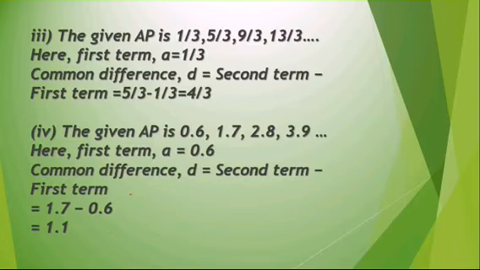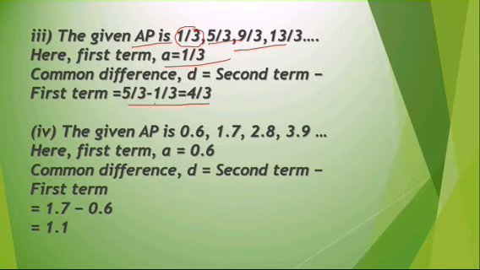The given AP is 1 by 3, 5 by 3, 9 by 3, 13 by 3. So we can observe that the first term is 1 by 3 and the second term is 5 by 3. If we subtract second term minus first term, we will get 5 by 3 minus 1 by 3, that is 4 by 3.